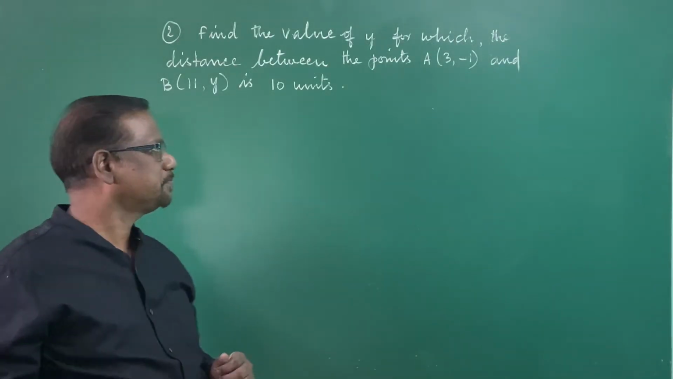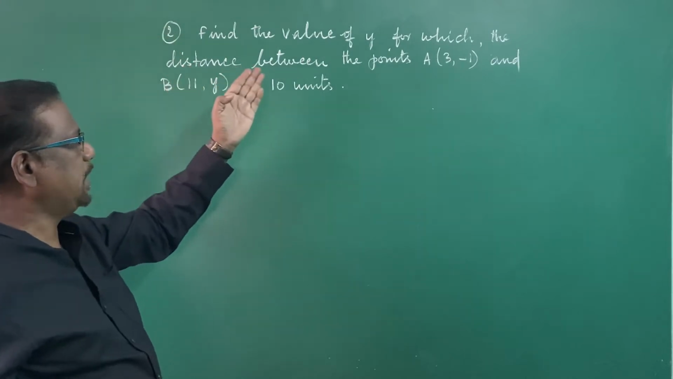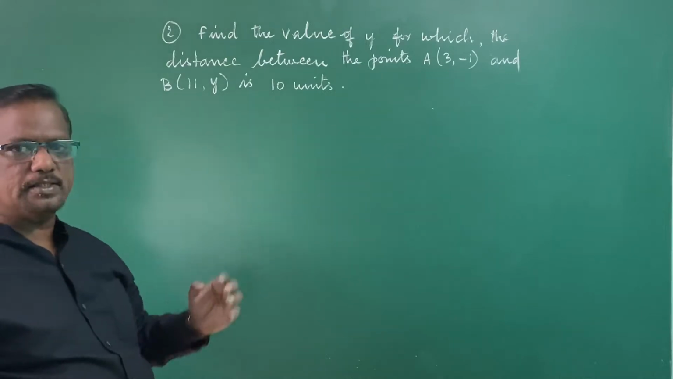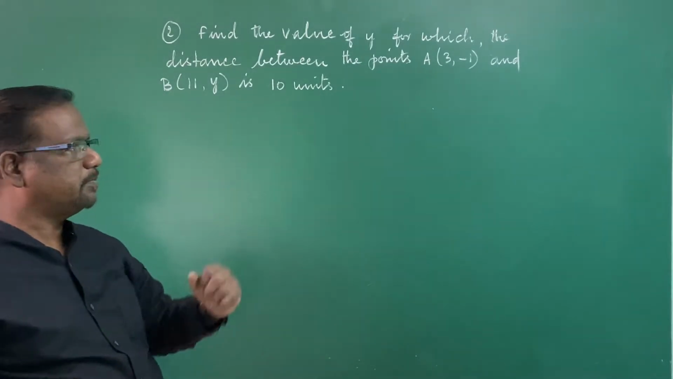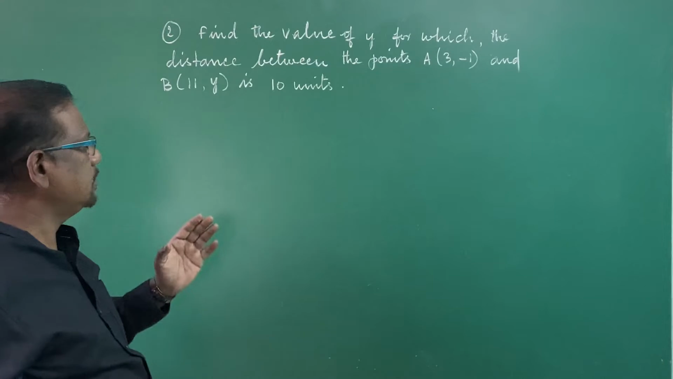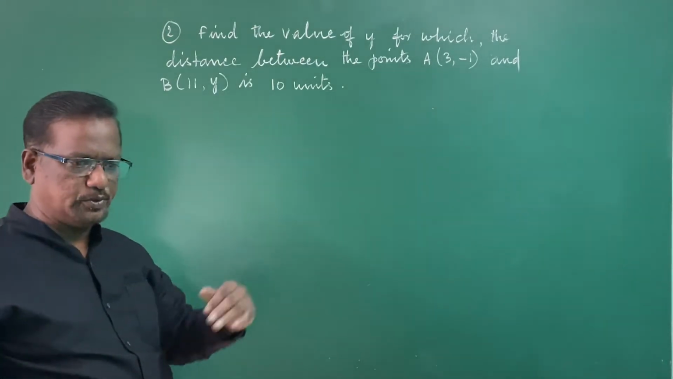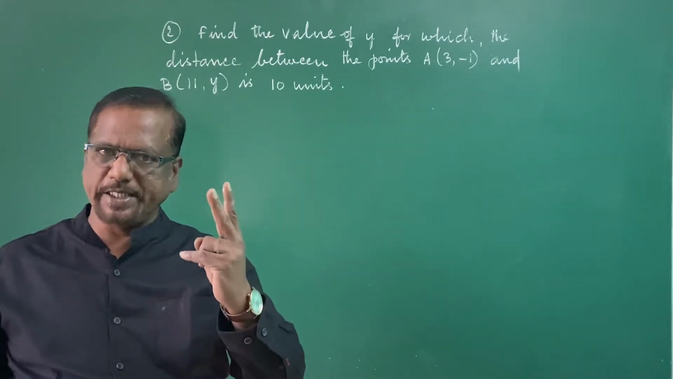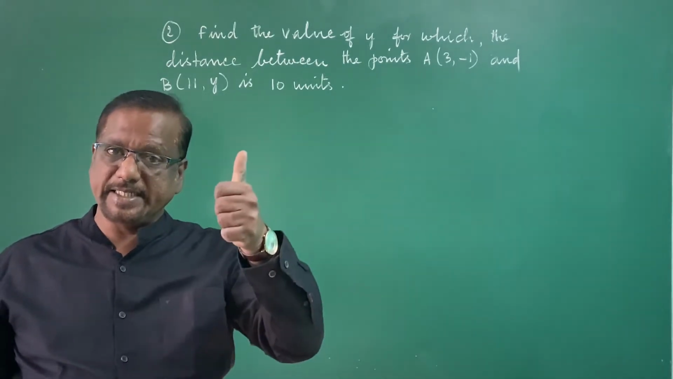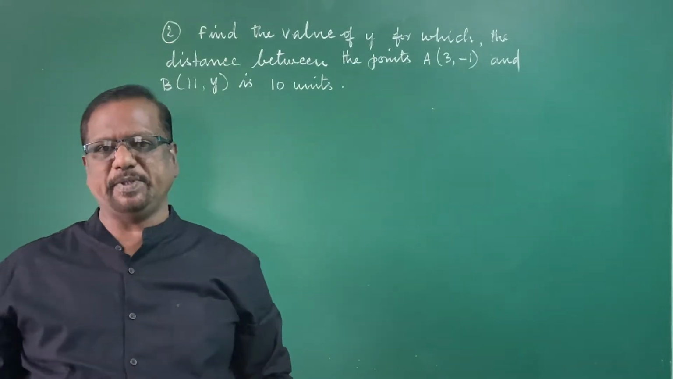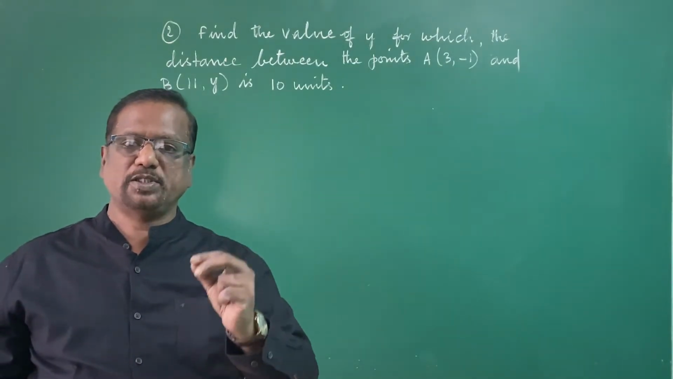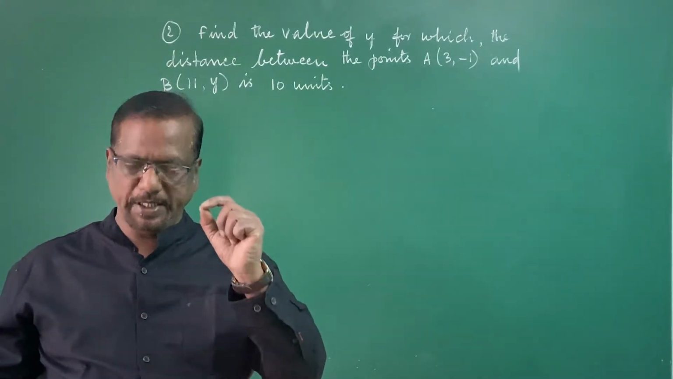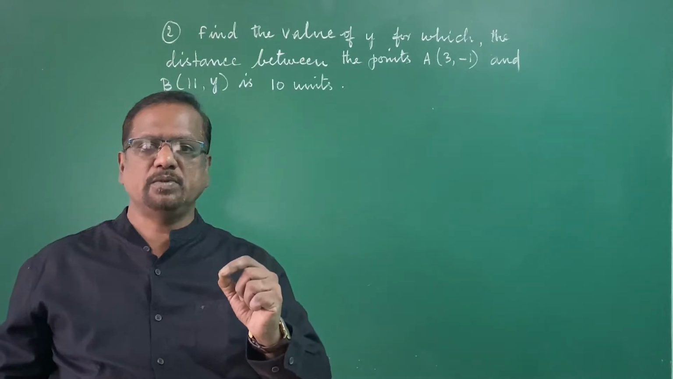Find the value of y for which the distance between the points A (3, minus 1) and B (11, y) is 10 units. Let us observe this type of sum. The two coordinates have been given. The distance between the two coordinates has been given. And the very important thing is that one of the coordinates contains a variable whose value we have to find out.